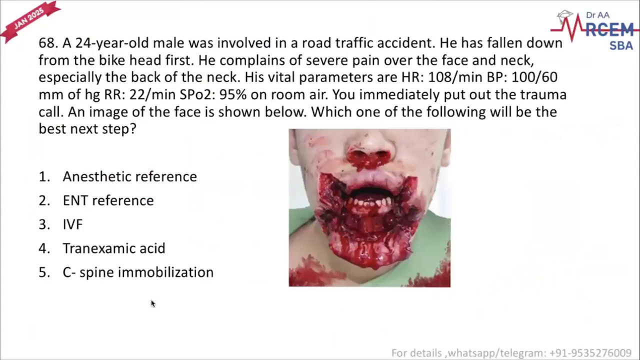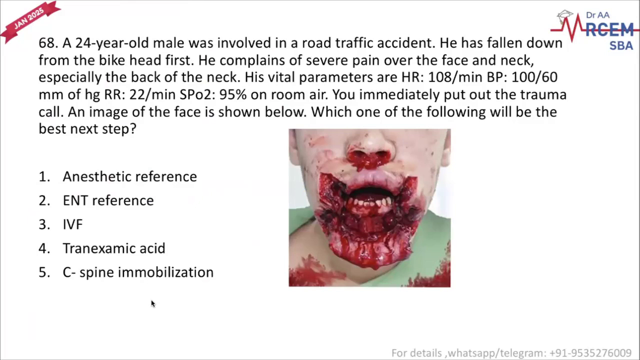A 24 years old male was involved in a road traffic accident. He has fallen down from the bike head first. He complains of severe pain over the face and neck, especially the back of the neck. His vital parameters are kind of stable. You immediately put out the trauma call. An image of the face is shown below. Which one of the following will be the next step?